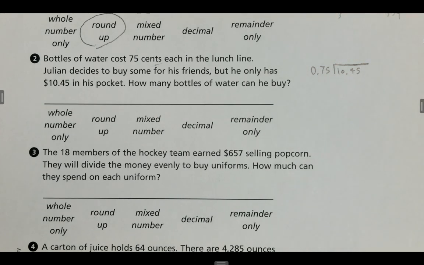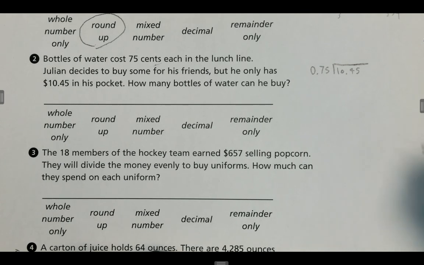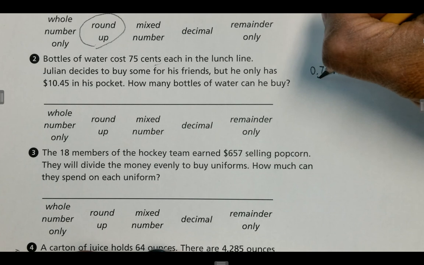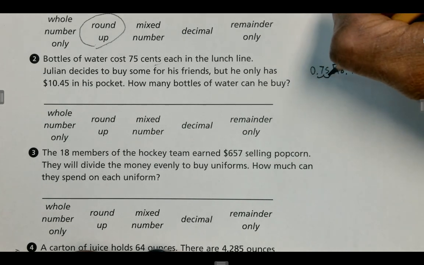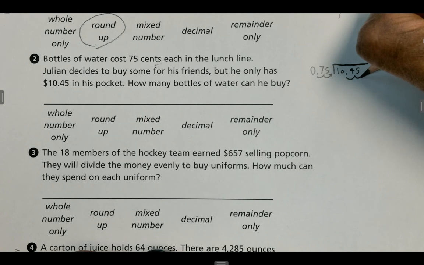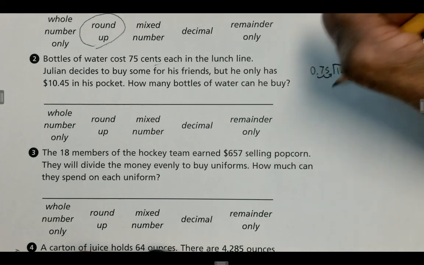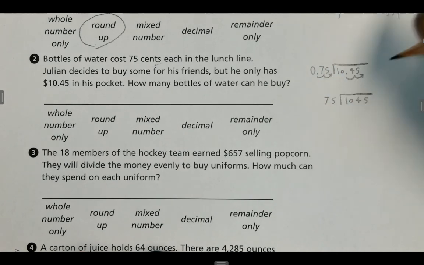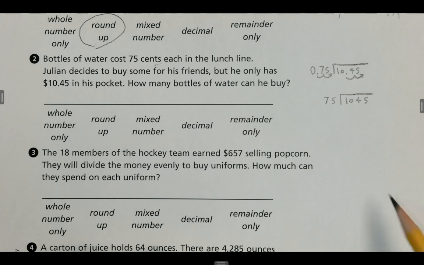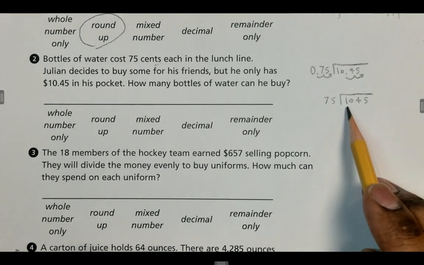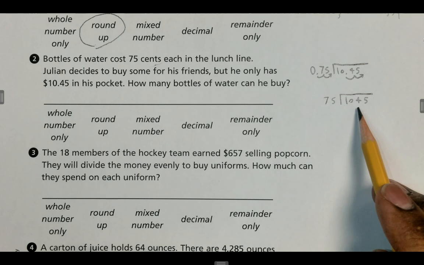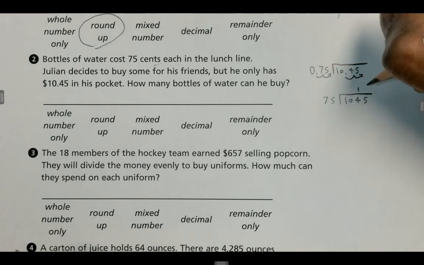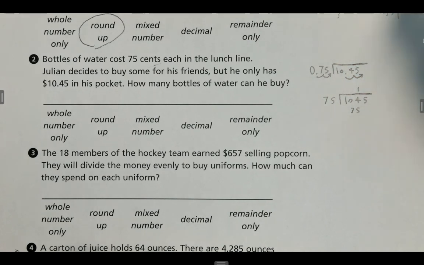The way that we'll set this up is, what we do to one side, we need to do to the other. In this case, I'm going to push the decimal point 2 spots over. So I'm going to do the same here. And I'm going to rewrite this problem as 1,045 divided by 75. How many times does 75 go into 1? Nope. 10? Nope. 104? Yep. 1 time. 75 multiplied by 1. 75.